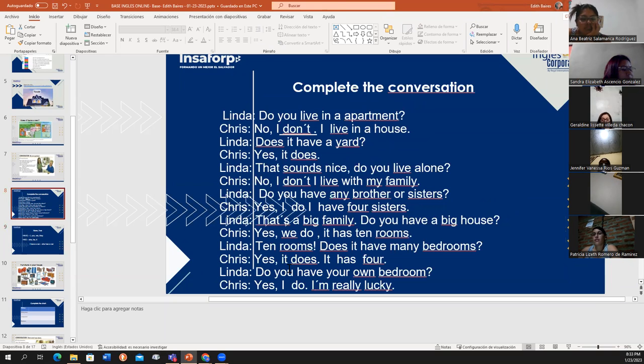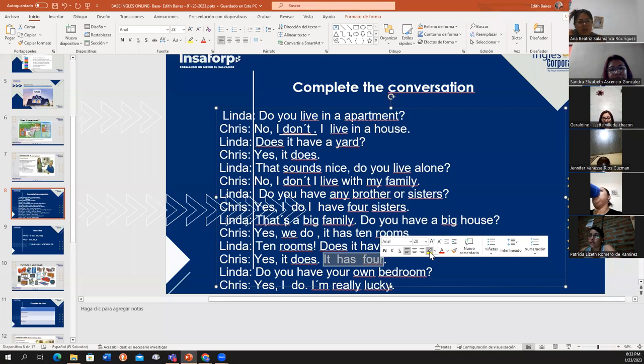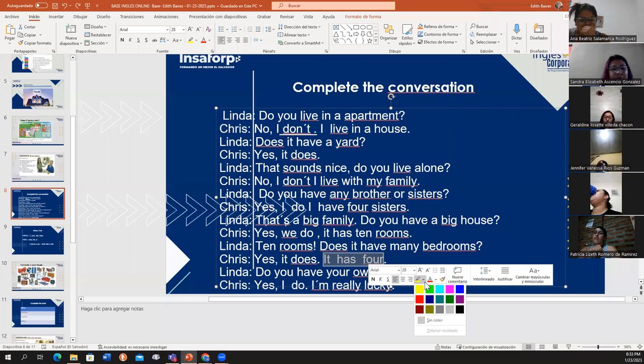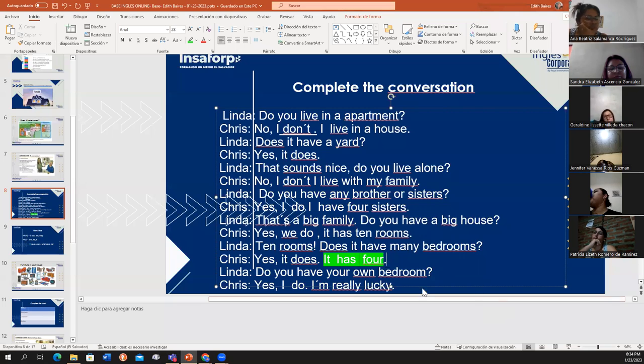En el caso de acá, estábamos utilizando it. It has four. ¿De qué estamos hablando acá? ¿A qué se refiere el it? A las cosas. A la casa, ¿verdad? Estamos hablando de una casa que tenía muchos dormitorios. It has four. Por eso utilizamos el has. Pero en el caso que lo utilizamos en una pregunta. Aquí, ¿por qué utilizamos have y no has en esa pregunta?